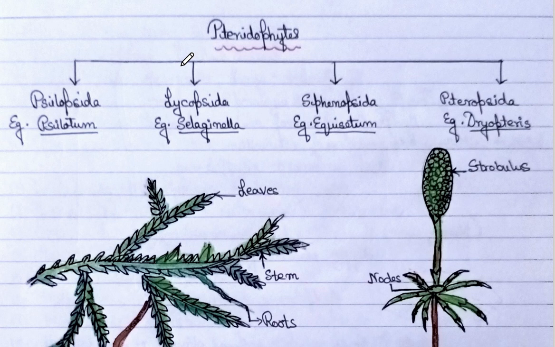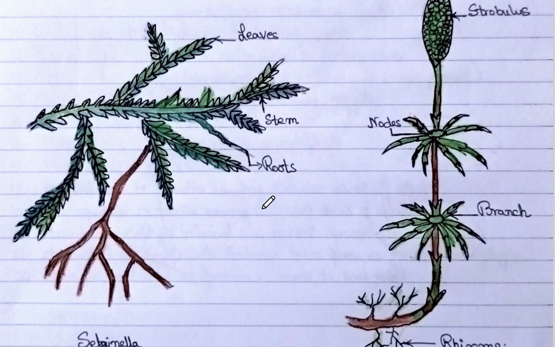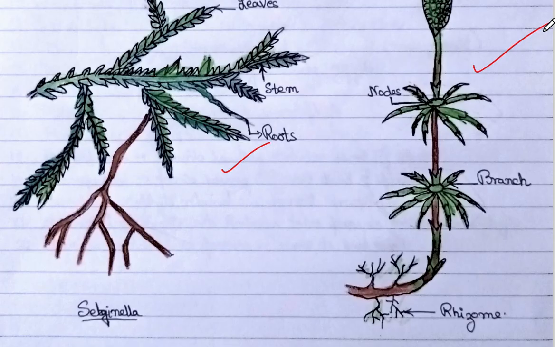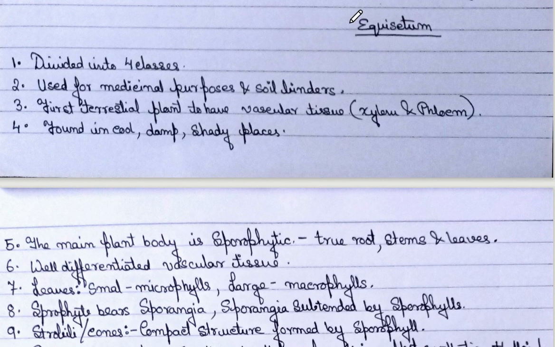Now pteridophytes are divided into four classes: Psilopsida, Lycopsida, Sphenopsida and Pteropsida. So this is a very typical structure of a pteridophyte. This is Selaginella and this is Equisetum. These are generally used for medicinal purposes and as soil binders.